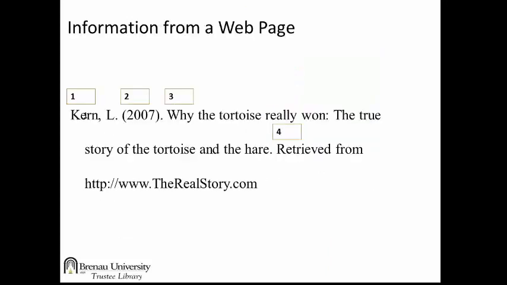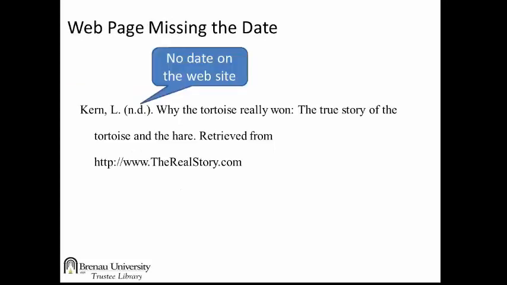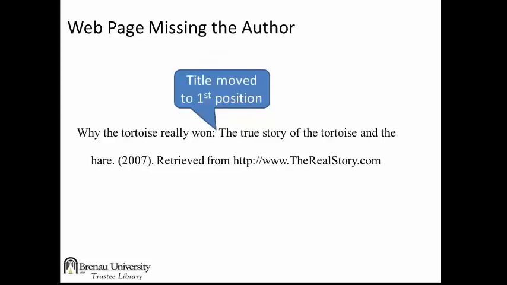To format information from a website, only 4 items are needed. Number 1, author, 2, date, 3, page title, and 4, URL of the page. What if the web page is missing something needed for the entry? Often there isn't a date on the web material. The copyright doesn't count because it's usually updated annually. When you can't find a date, put ND for no date. If there isn't an author, just move the title over in front of the date, and it's done.